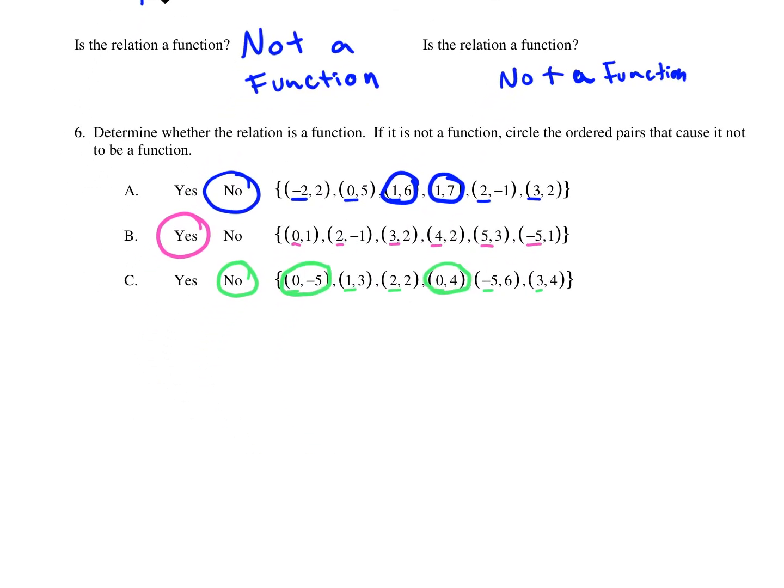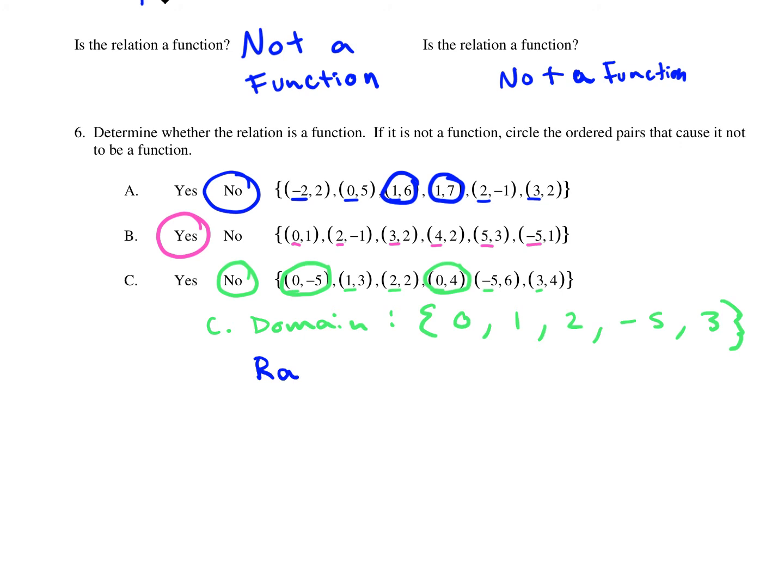For C, so looking at this one, if this question asked me to list my domain and range, what would my domain be? It'll be all my x's. So what are my x values here? 0, 1, 2. Do I list it again if it repeats? No. So next, -5 and 3. Awesome.